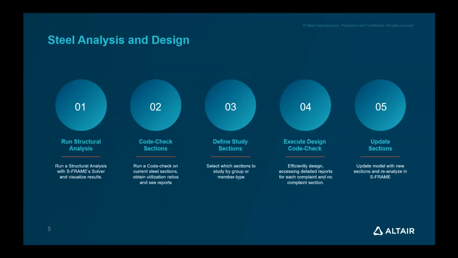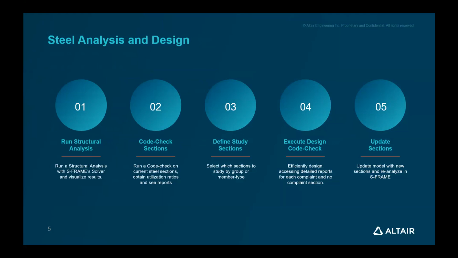Then after doing this, we can define new sections for study by grouping the different sections that we have, or even by member type. So we have beams and columns, or beams and trusses. We can do that, which really helps streamline the design.